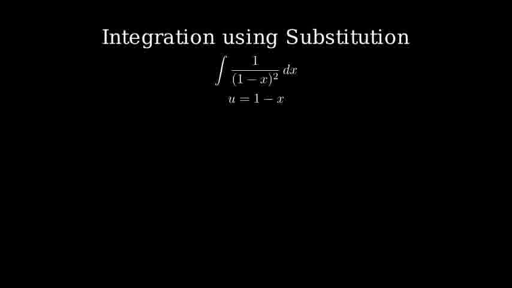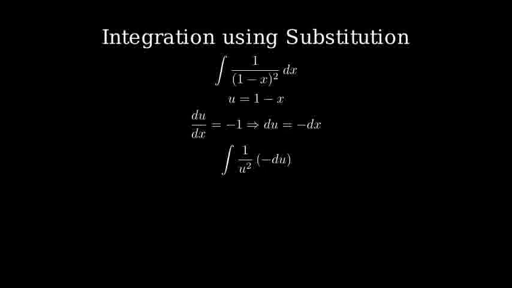The derivative of u with respect to x is negative 1. This gives us du equals negative dx. With this, we can rearrange and substitute to write dx in terms of du. We get dx equals negative du. Now, we can substitute u equals 1 minus x and dx equals negative du into our integral.